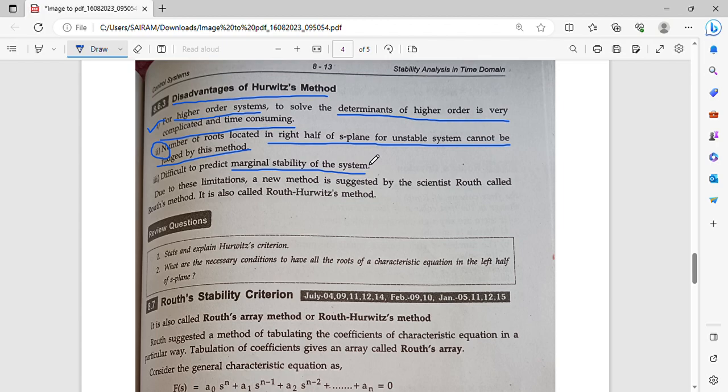Did we discuss marginal stability? Just a minute, I'm so sorry. Yeah, we have discussed marginally stable systems, right? What is marginally stable? A marginally stable system is nothing but one where, for a bounded input, the output oscillates with constant frequency and amplitude. So for a bounded input, the output will oscillate with constant frequency and amplitude. That is what I call marginally stable.